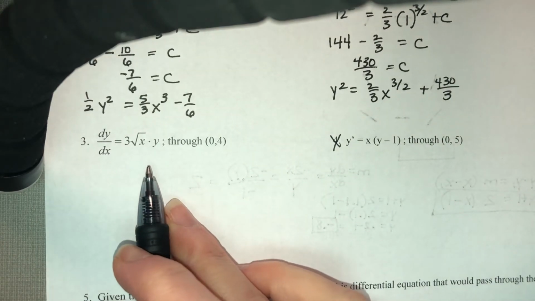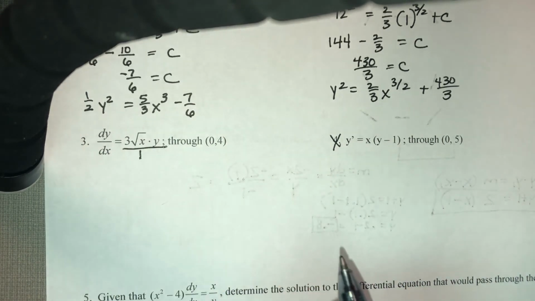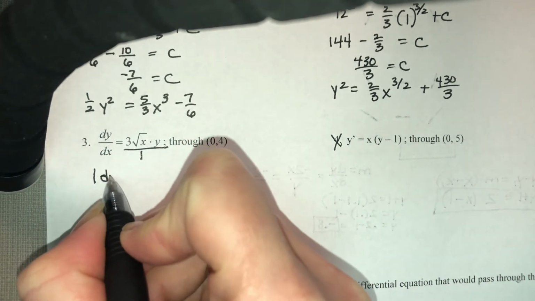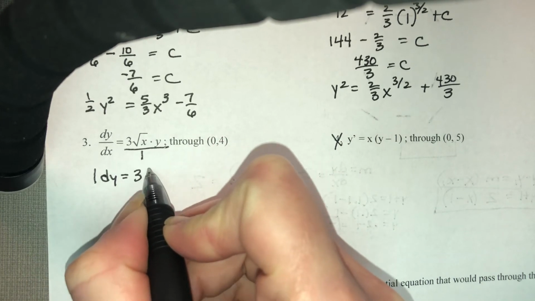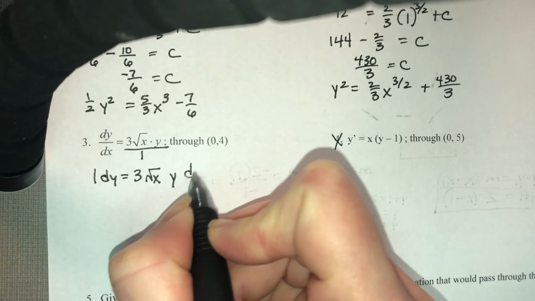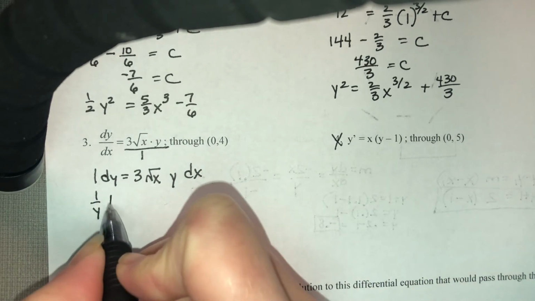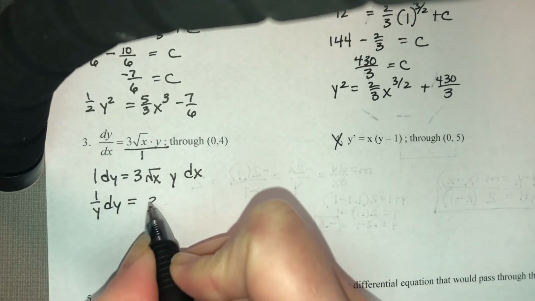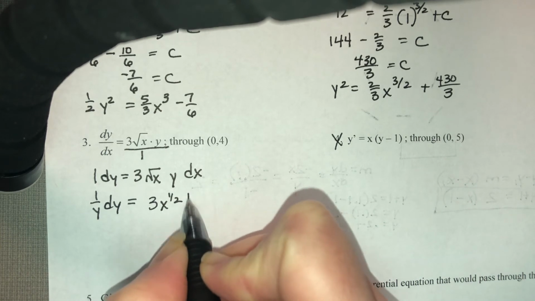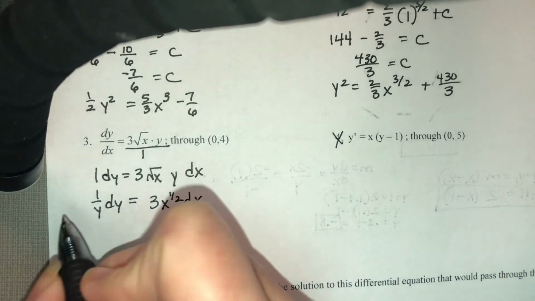Okay. Back to number 3. Put a 1 under this right side. Cross multiply. 1 dy equals 3 square root of x times y dx. We need to separate the variables, so I'm going to divide by y on both sides. So I'm going to have 1 over y dy equals 3x to the 1/2 power dx. Now I'm going to integrate both sides.